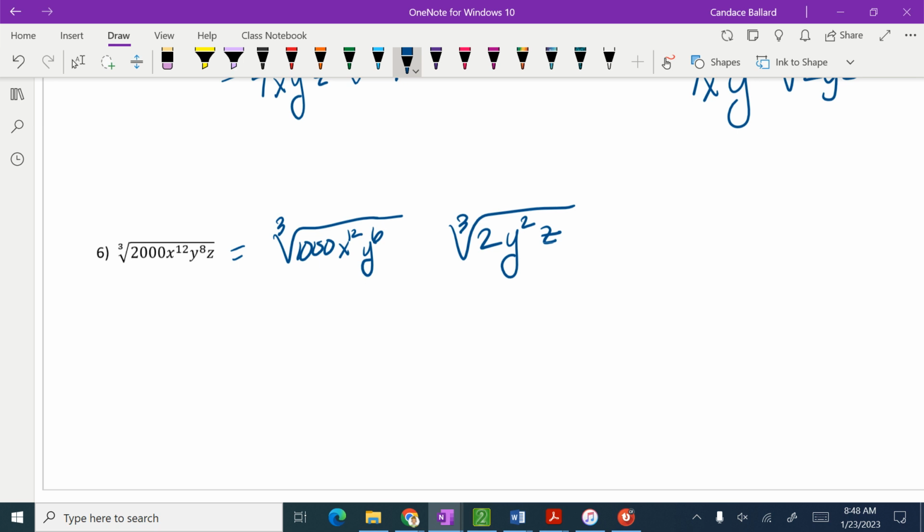Okay. All right. Cubed root of 1,000 was what? 10. Dividing these exponents by 3. What's 12 divided by 3? And what's 6 divided by 3? 2. And then cubed root of 2y squared z. Okay. All right. That's it for that piece.